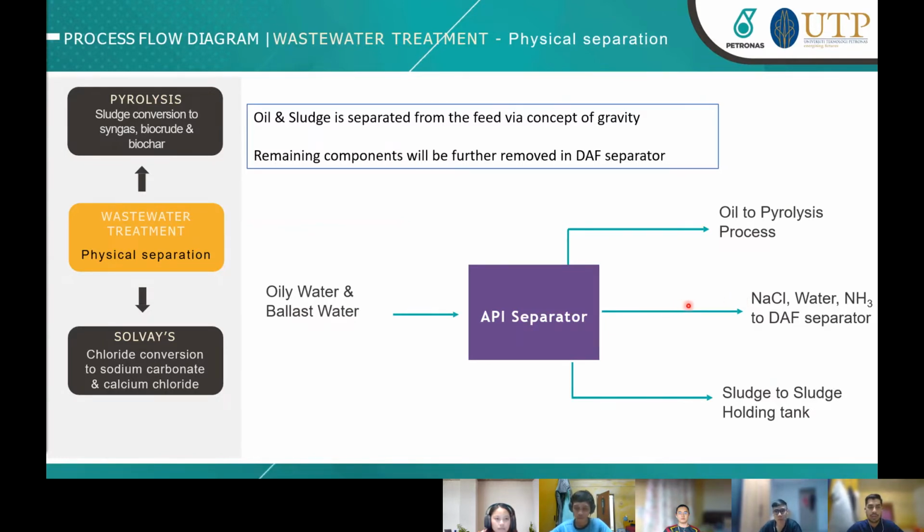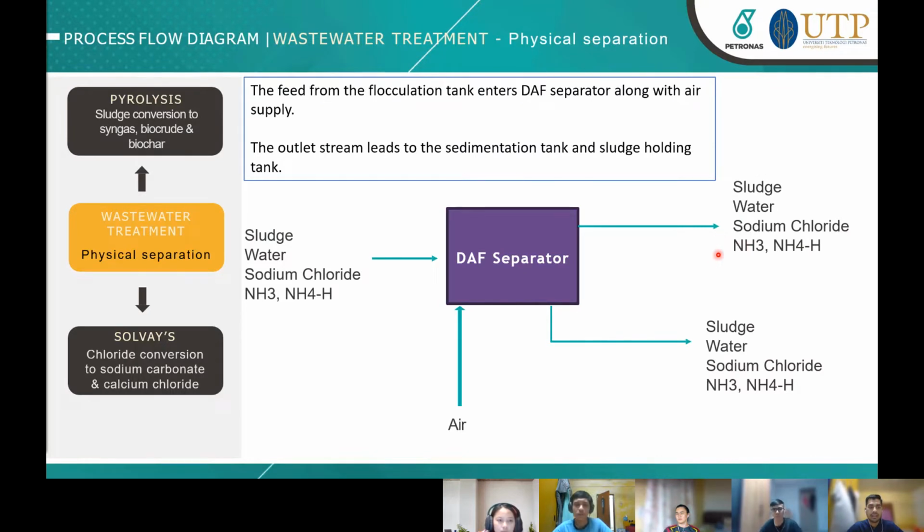First of all, the oily water and ballast water go through an API separator where the oil and sludge are separated via gravity, where oil is transported to the pyrolysis reactor and sludge is transferred to the sludge holding tank. The remaining solution will then be transferred to the DAF separator. In the DAF separator, the remaining sludge and oil components which have gone through percolation will then be further removed by adding air into the vessel. The sludge will submerge to the bottom of the tank and then be transported to the sludge holding tank. The remaining solution will then be transported into the sedimentation tank.